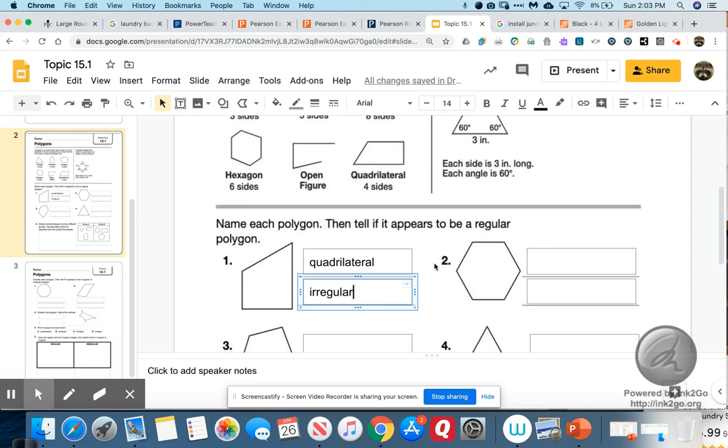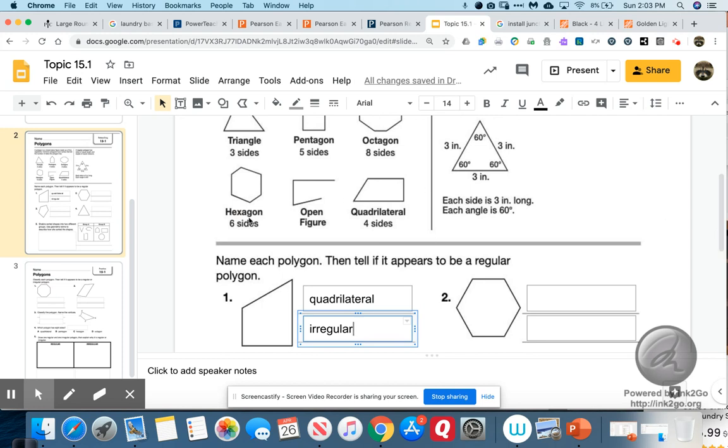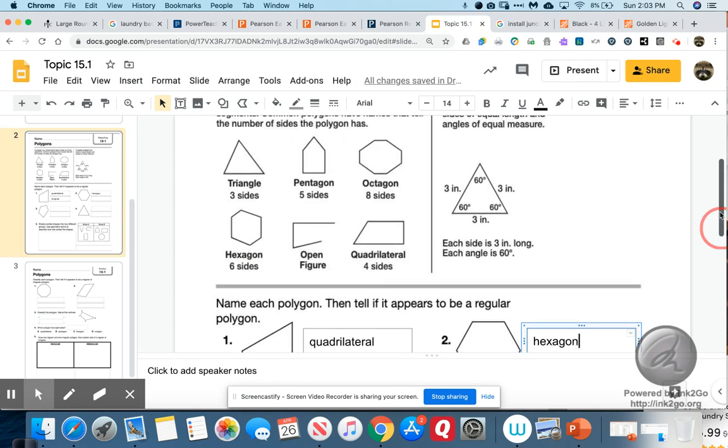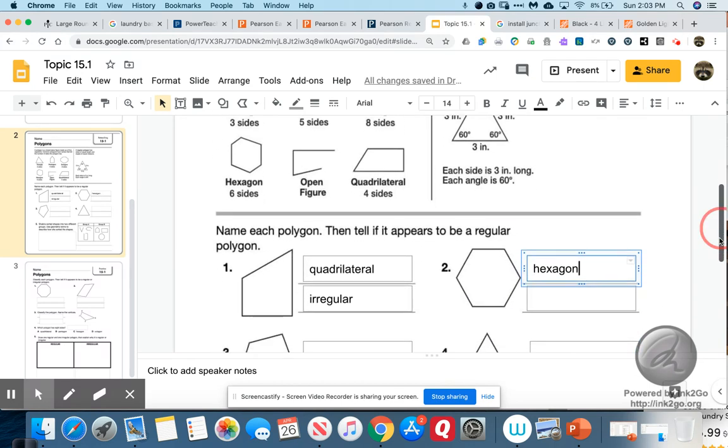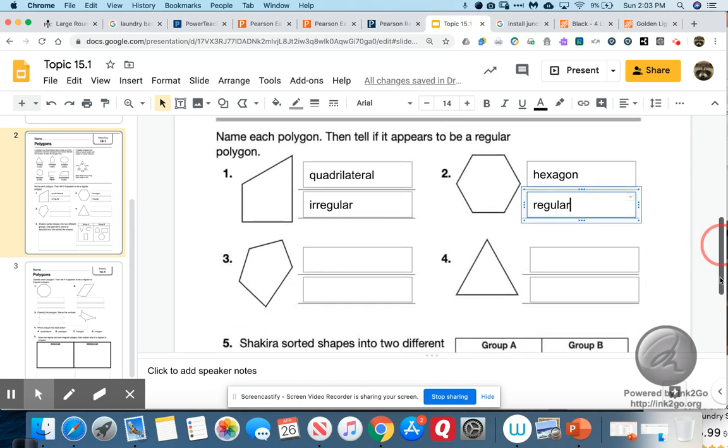Okay, let's look at this one. How many sides? 1, 2, 3, 4, 5, 6. Well, what is a 6-sided figure? A 6-sided figure, if I look up here at my chart, is a hexagon. So I'm going to type that in. And then, is this regular or irregular? Well, again, are all the sides the same length? They are all the same length. Are all the angles the same? Yes. So we would say this shape is regular. It's a regular polygon.